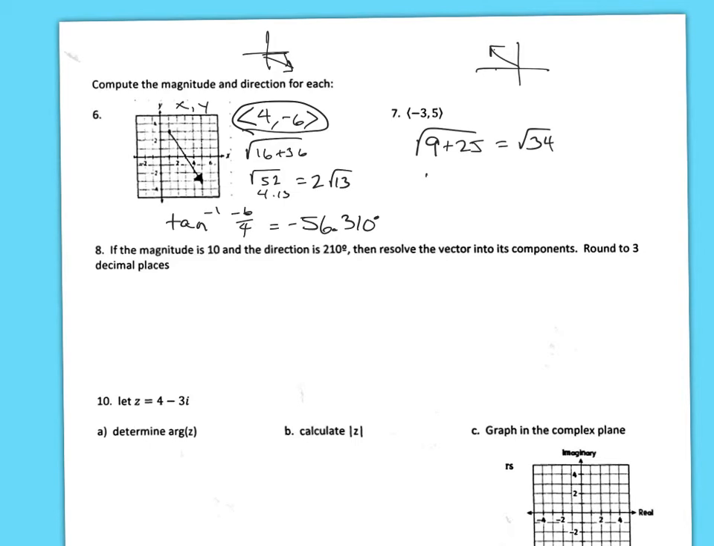And then we're going to do the inverse tangent of b over a. And when you put that in your calculator, you get a negative angle. So then we have to add 180 to that so that you can put it into the 2nd quadrant. So make sure your answer is between 90 and 180. This is 120.964 degrees.